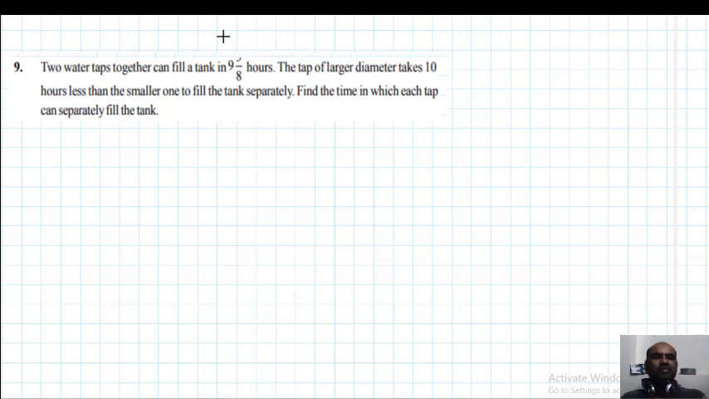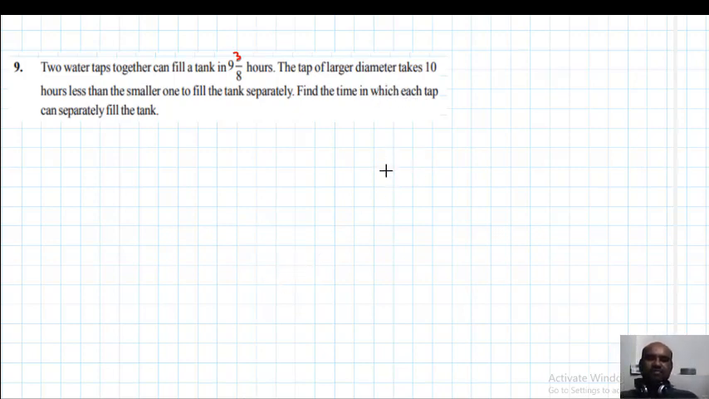Let's go to our next problem, ninth problem. Two water taps together can fill a tank in 9 3 by 8 hours. The tap of larger diameter takes 10 hours less than the smaller one to fill the tank separately. Find the time in which each tap can separately fill the tank.